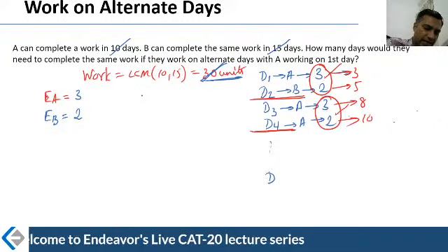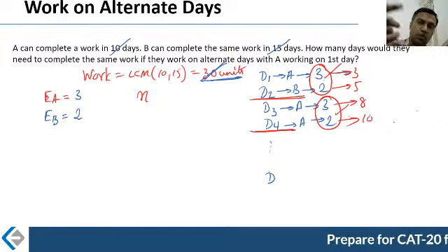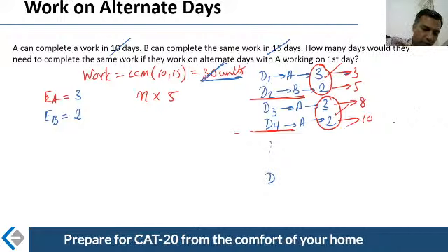Therefore, 5, and how many days? N pairs of days. N is the number of pairs, which means I should multiply by 2. Remember carefully, N is nothing but pairs of days. What is the work accomplished in a pair of days? 5. So N into 5 should be equal to what?